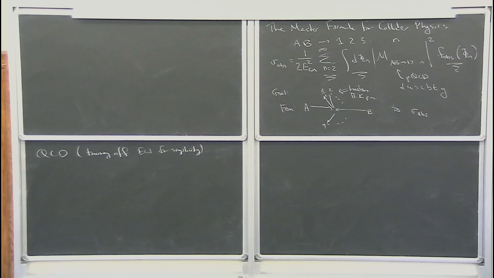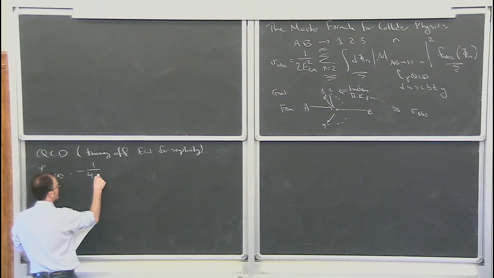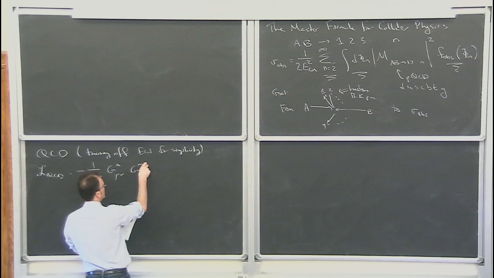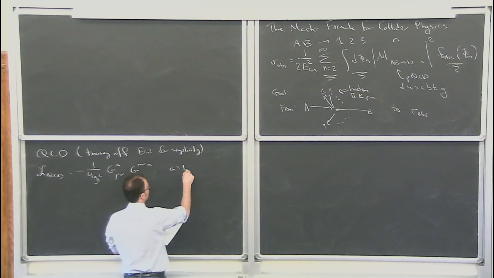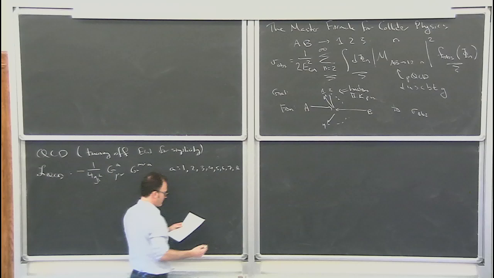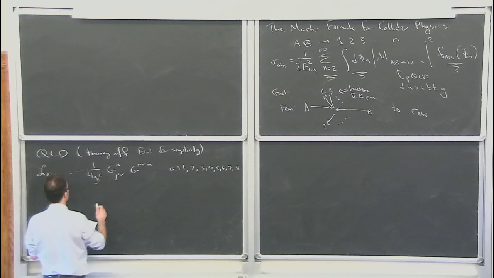what do we have? Well, we have kinetic terms for gluons, and we have the gluon field strength. And we have to remind ourselves that there are 8 gluons. So QCD is an SU(3) gauge theory. The adjoint of SU(3) is 8-dimensional. So we have 8 gluons: 1, 2, 3, 4, 5, 6, 7, 8. And that's the gauge sector, the pure gauge sector.